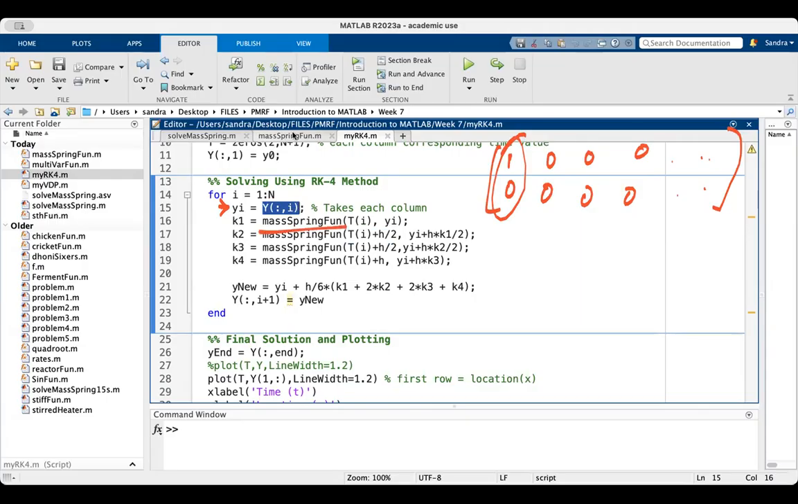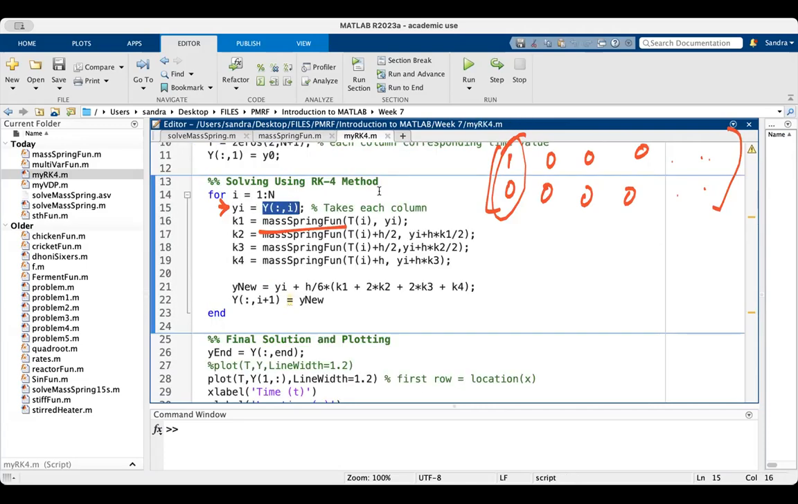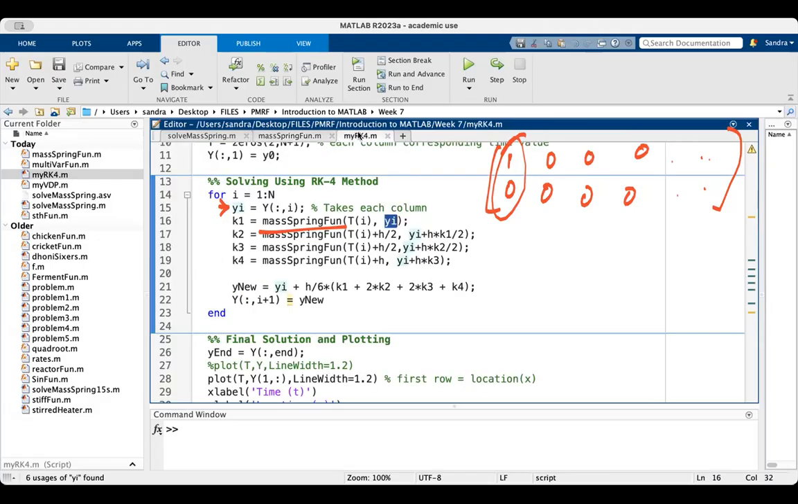So here the mass spring function takes the t value and the y value. The t value is ti, which we used to do earlier also. And the y value here is a vector. Your yi is a vector, and from that yi vector, the spring function will extract x and v. You don't have to worry about it. It will be extracted here, and you will calculate the spring function here.